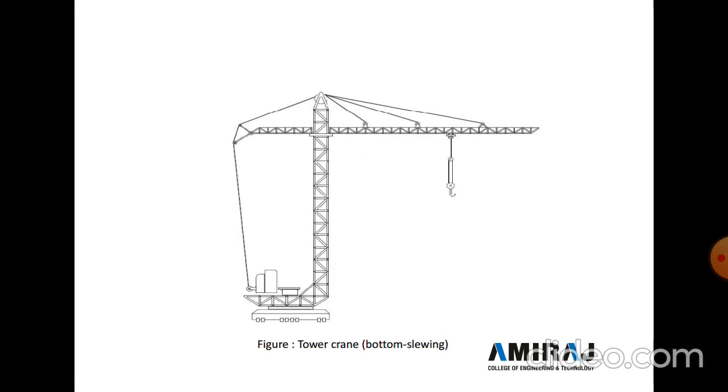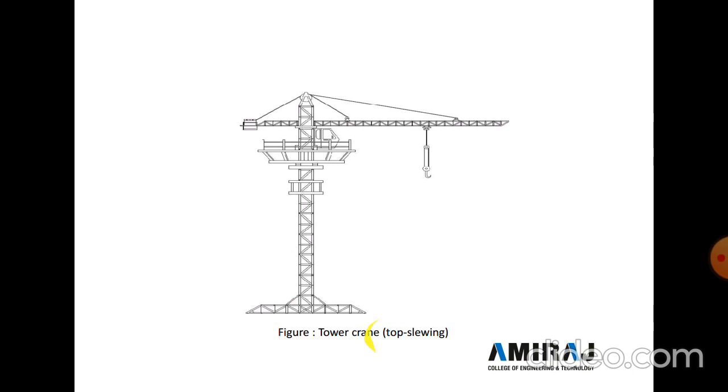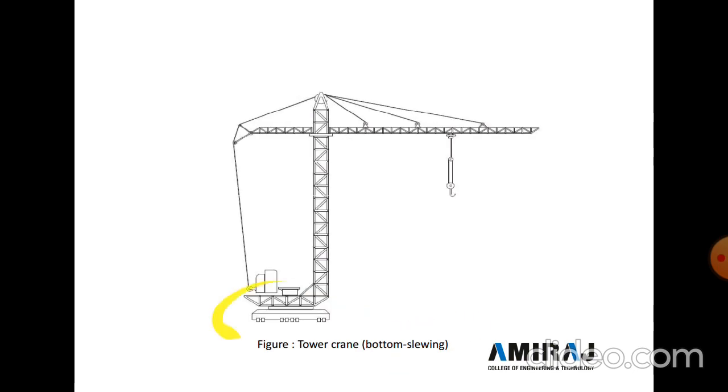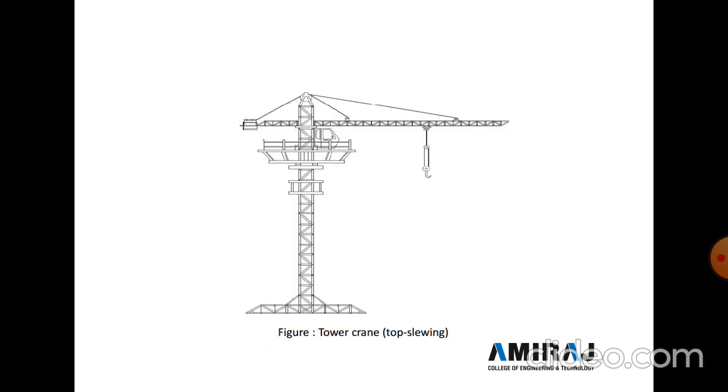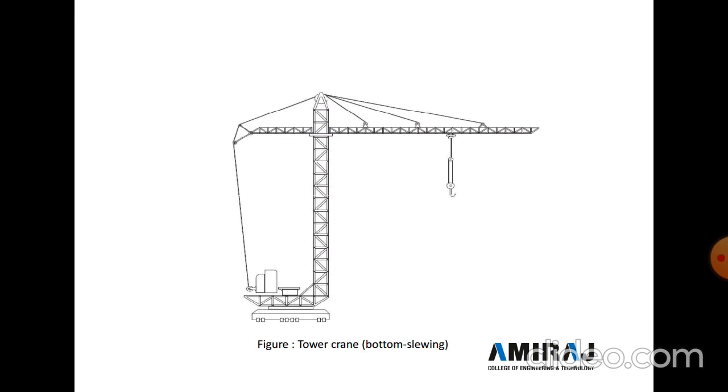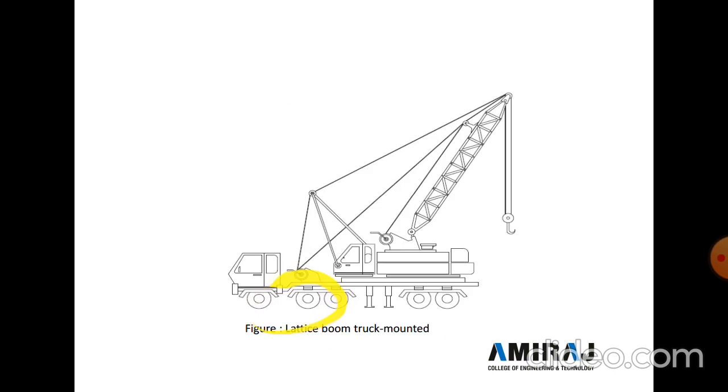Second is tower crane, a bottom slewing. So in a bottom slewing, the tower crane rotates from the bottom. Clear? So here the tower crane looks like a top slewing, but here rotation is at the bottom, and the control cabin is here. So in a simple top slewing tower crane, controlling is at the top side, and in a bottom slewing tower crane, control is at the bottom side.